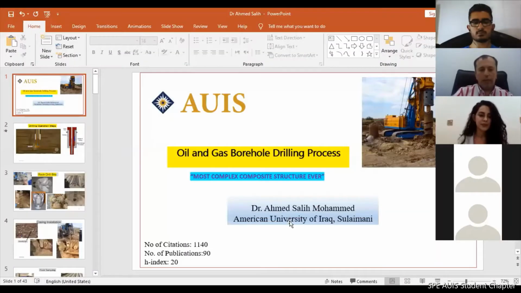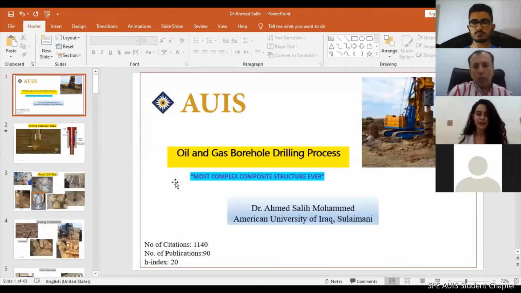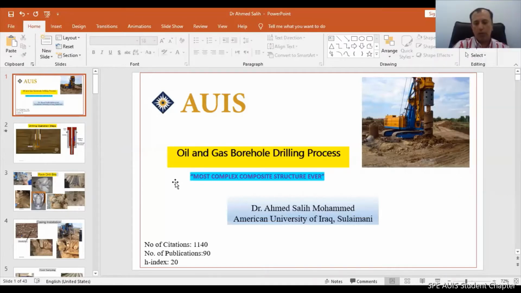Okay. Hello, everyone. We will be talking today about the complex composite structure ever in the engineering department. Take a look at this name, complex composite structure. That is the most complex structure ever seen in an engineering department, which is drilling a borehole for the purpose of taking oil and gas out from the ground.